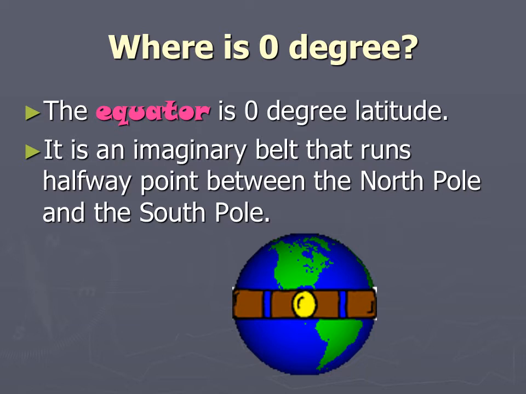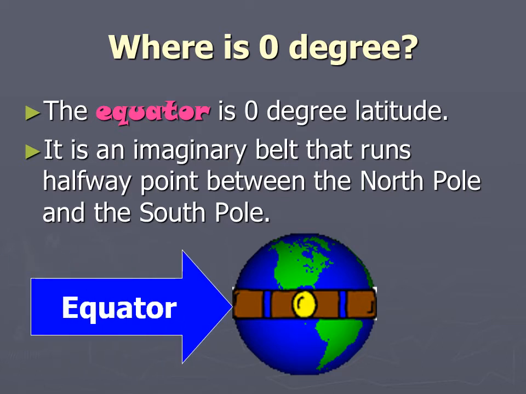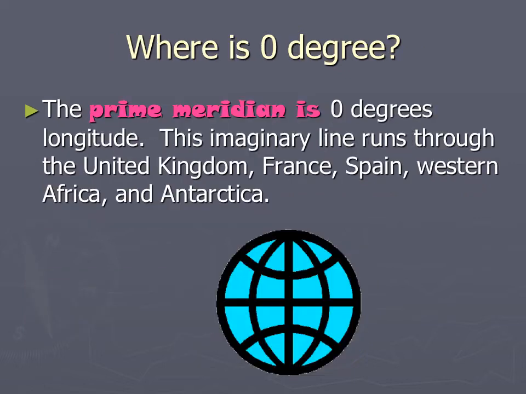Where is 0°? The equator is 0° latitude. It is an imaginary belt that runs halfway, or midway, between the North and the South Pole. The equator. The prime meridian is 0° longitude. This imaginary line runs through the United Kingdom, France, Spain, Western Africa, and Antarctica.